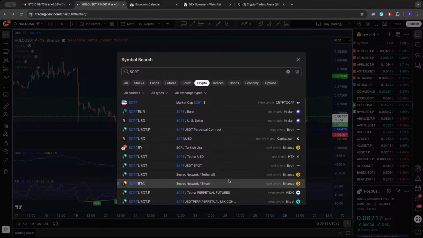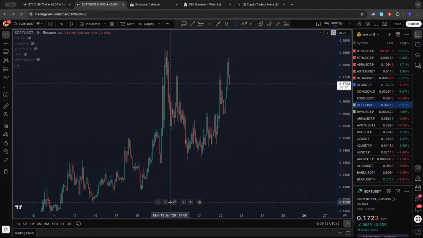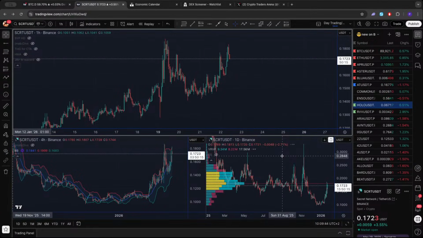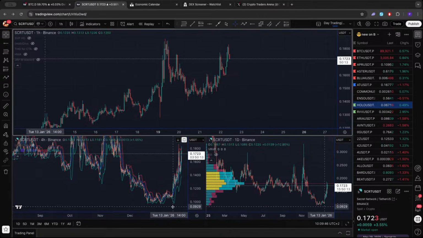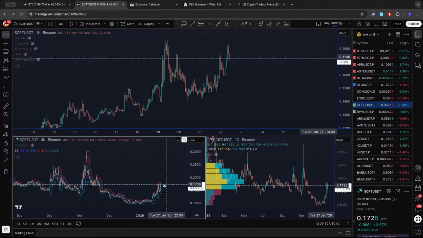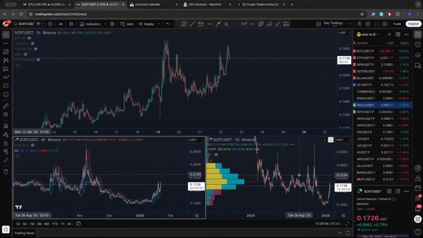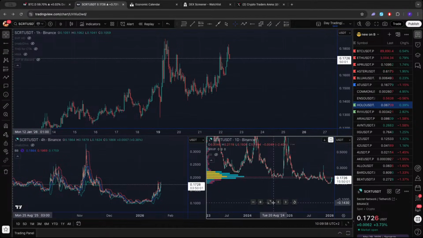Secret Network on Binance. First of all, we need to see the entire view. And I think I spoke about this one. You'll not convince me here to chase the market. No, thank you. I'm hard to be convinced for something like that.